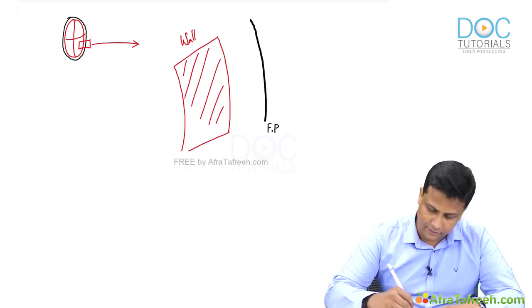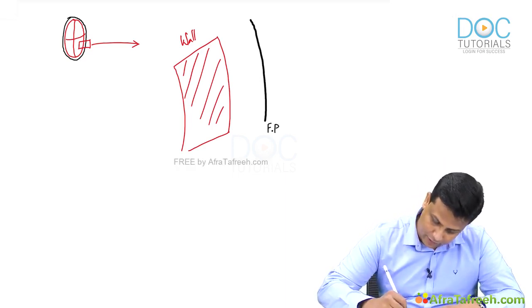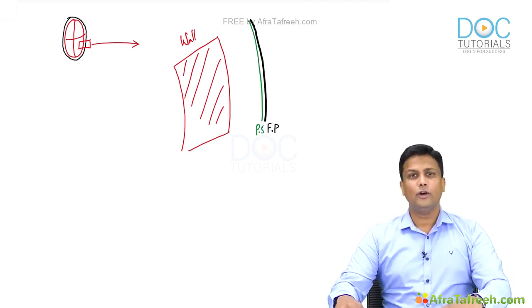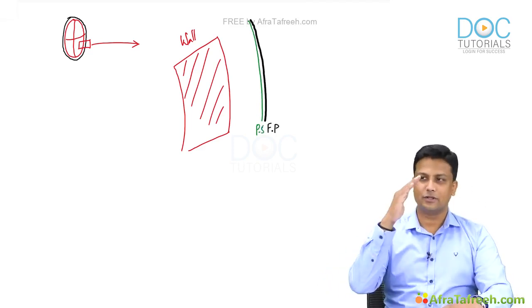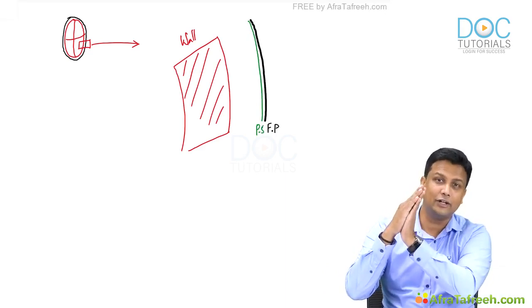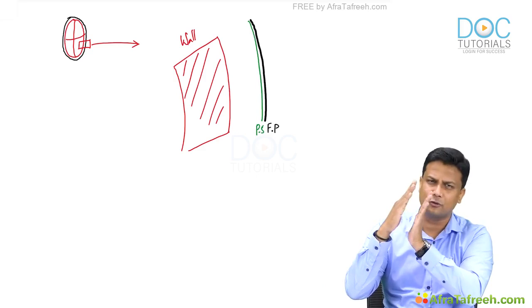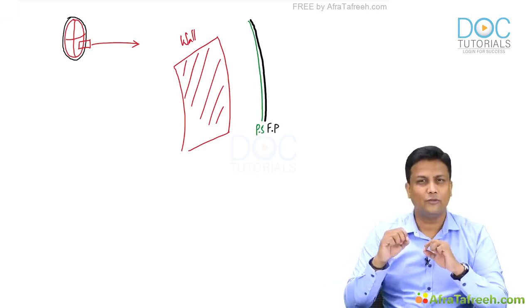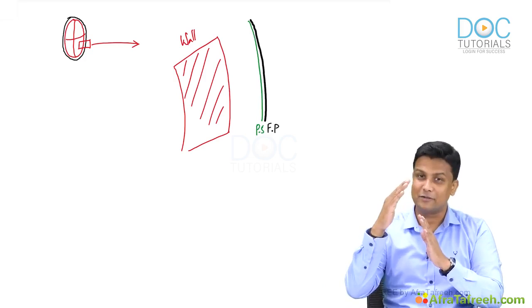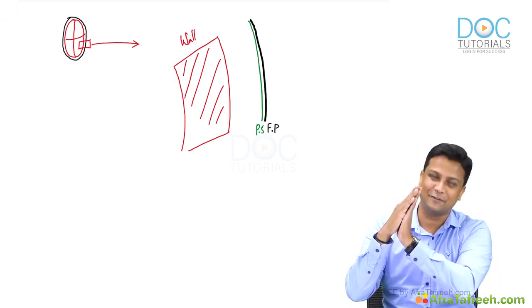Just inside the fibrous pericardium, you will be having one more layer, that is parietal serous pericardium. Now I want you all to understand one thing here. If this is the fibrous pericardium, the parietal serous pericardium will be adherent to that. It will be attached to that one, guys. So there is no space between them. Just for the sake of understanding, I am drawing the diagram like this. But keep in mind, there is no space between the fibrous pericardium and the parietal serous pericardium.